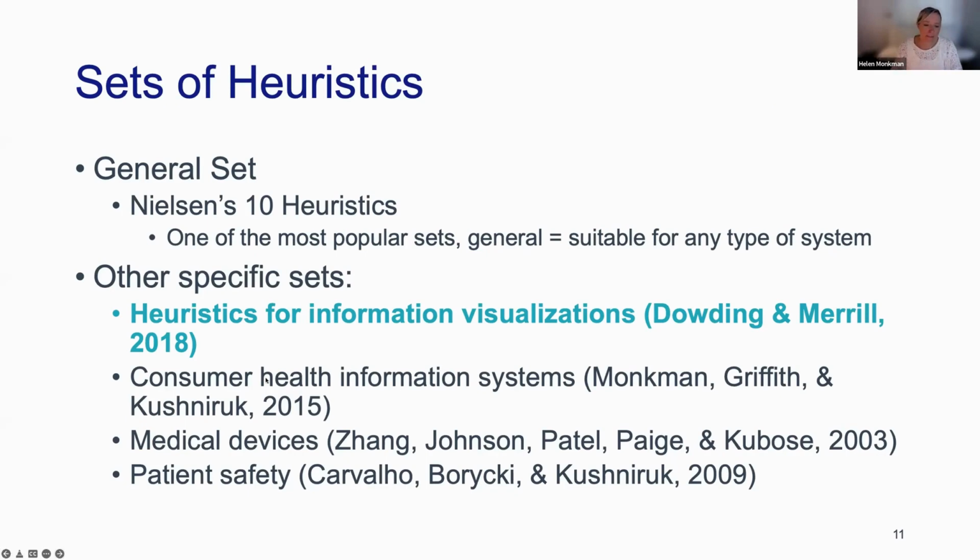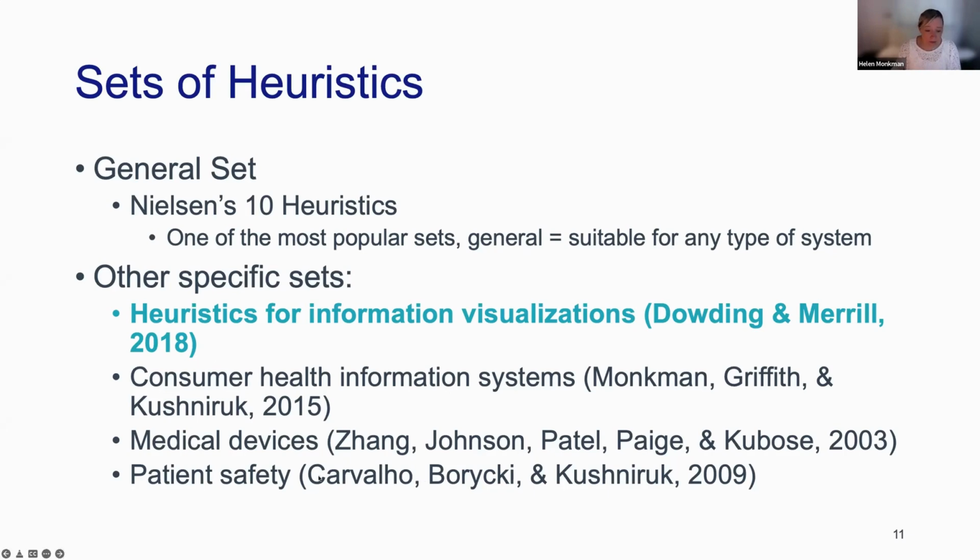So we have the one that we're going to look at today, which are heuristics for information visualizations by Dowding and Merrill from 2018. And then we have ones that I came up with some colleagues, for consumer health information systems. So when we're thinking about systems that are designed for regular people, what are other things that we need to think about in addition to general principles?